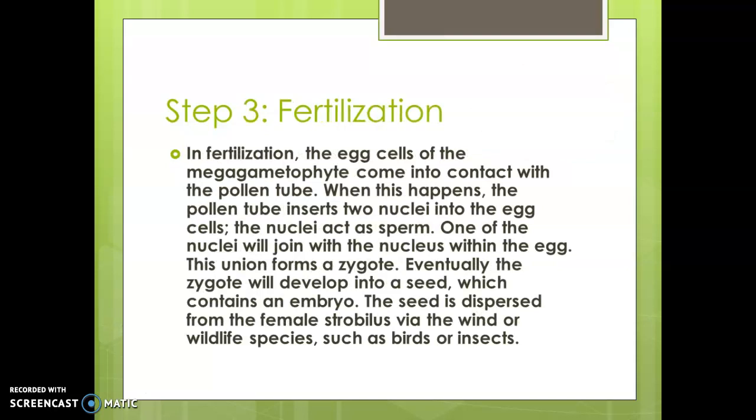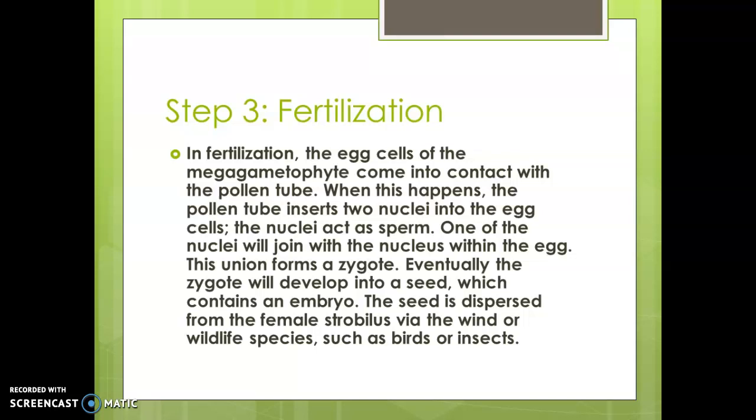Step 3. Fertilization. In fertilization, the egg cells of the megagametophyte come into contact with the pollen tube. When this happens, the pollen tube inserts 2 nuclei into the egg cells. The nuclei act as sperm. One of the nuclei will join with the nucleus within the egg. This union forms a zygote.